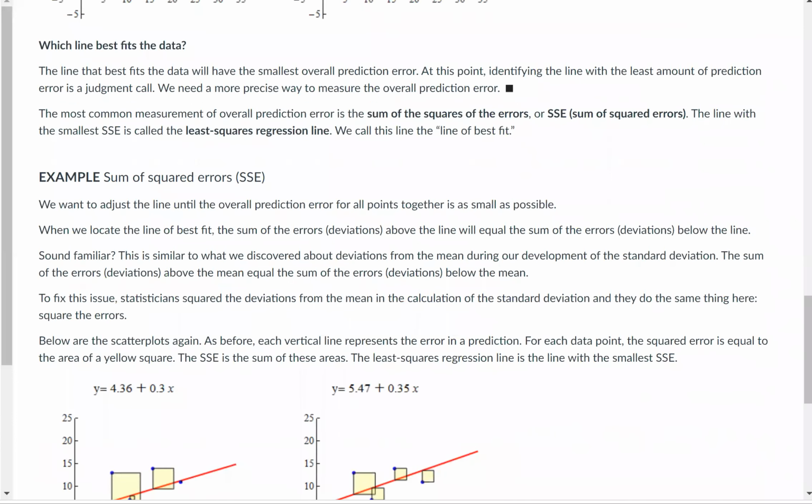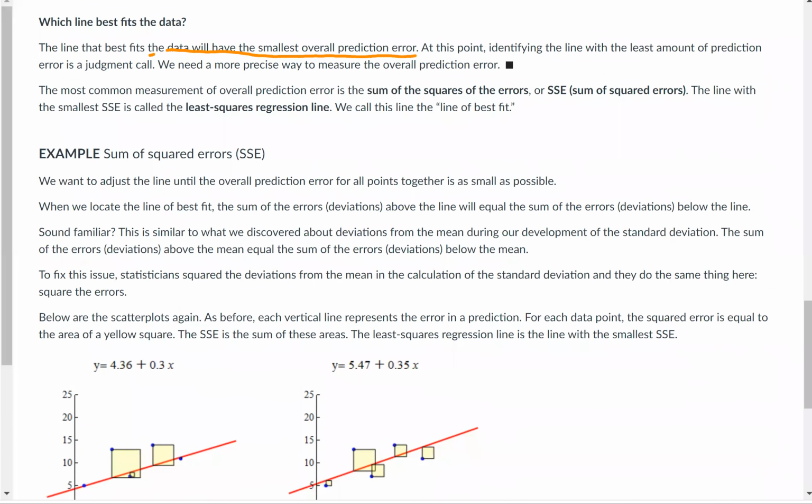The line that best fits the data will have the smallest overall prediction error. At this point, identifying the line with the least amount of prediction error is a judgment call. We need a more precise way to measure the overall prediction error.